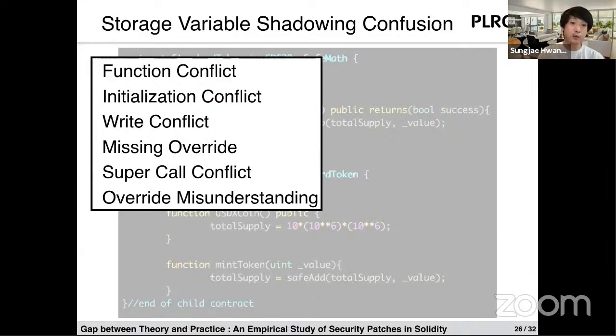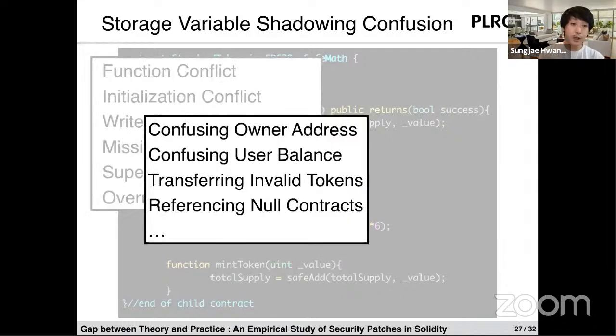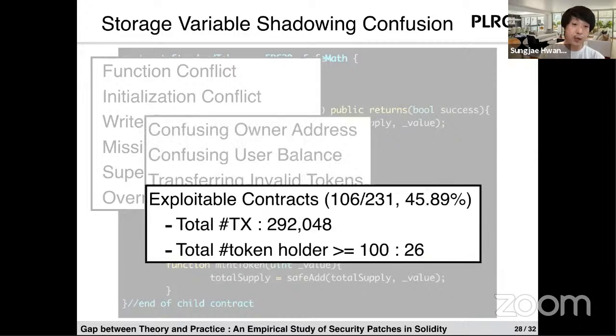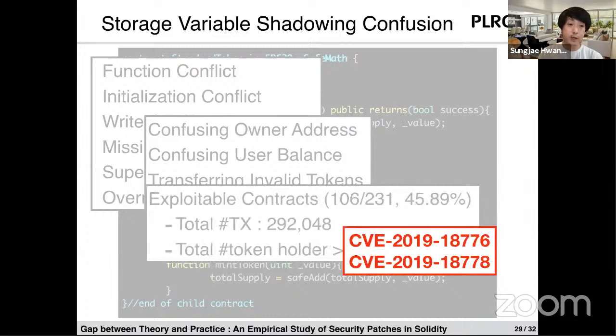So we found 6 kinds of developer mistake patterns. And these mistakes can lead to many problems such as confusing owner addresses and referencing the contracts. Among 231 vulnerable contracts, we manually confirmed that 106 contracts are exploitable, and the total number of transactions for these exploitable contracts is 292,048. And among them, 26 contracts have more than 100 users. We report contracts vulnerable to variable shadowing confusion and receive 2 new CVEs.